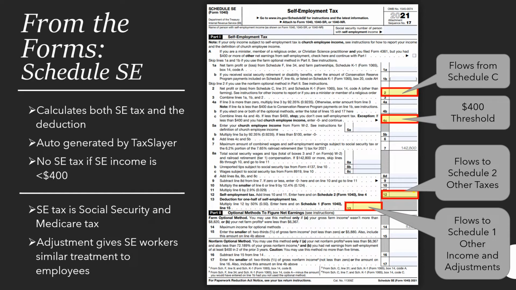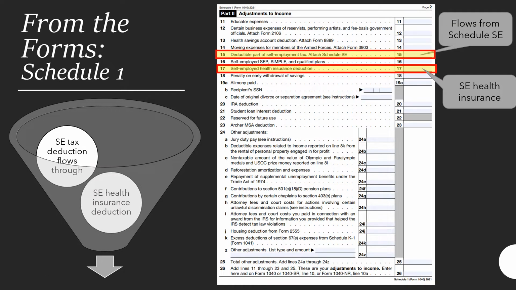And line 13 there is where the adjustment, the 50% of the tax, is calculated, and then it will flow on to Schedule 1 for other income and adjustments. For the purposes of this lesson, we're not going to go through the flow through of Schedule 2 for the other taxes, and we're just going to focus here on Schedule 1, which is our other income and adjustments to income. And so you can see here on line 15, that's where we have the deductible part of the self-employment tax flowing from Schedule SE.